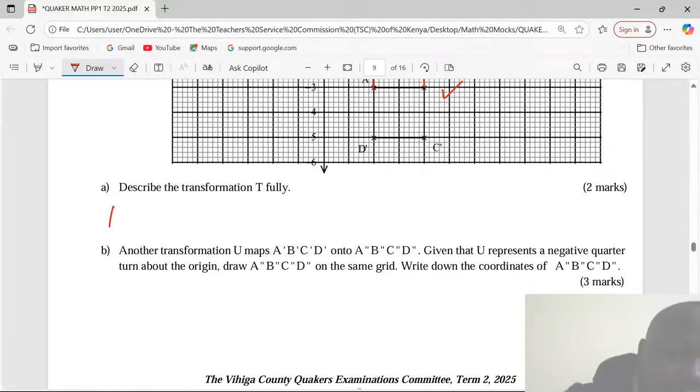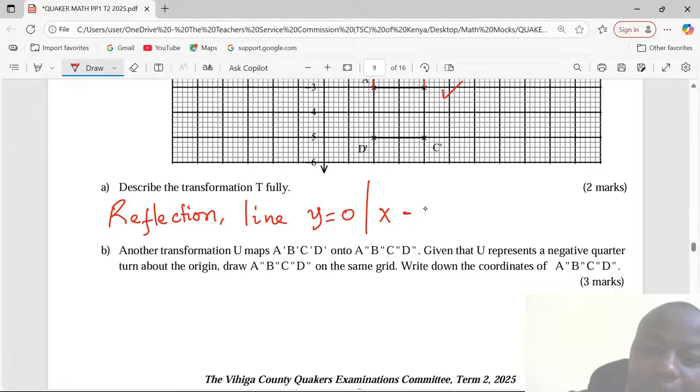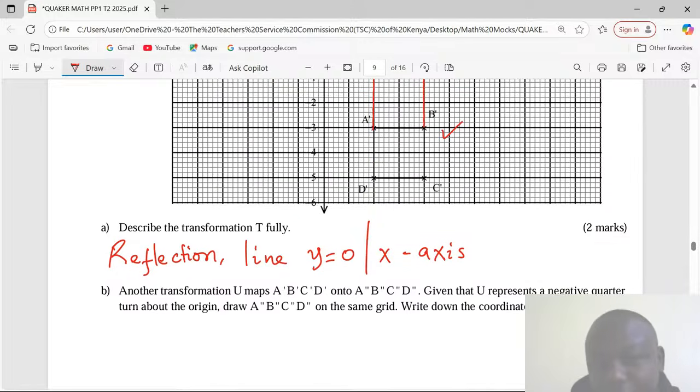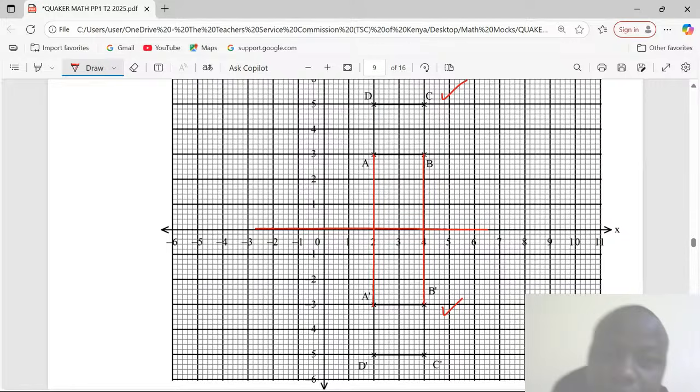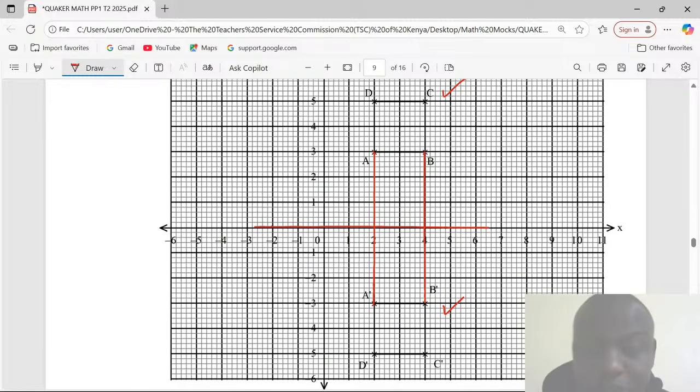So this is a reflection. We first mention that it is a reflection. Then how do we describe a reflection? By mentioning that it is a reflection, then we quote the mirror line. Line y equals 0, which is also called the x-axis. So the mirror line is the x-axis. It is a reflection along the x-axis. Because if we connect D to D prime and you bisect, you still confirm that you're passing through the x-axis. You connect C to C prime and you bisect, you conclude that the bisector for all the lines is just the same, and that is our mirror line.